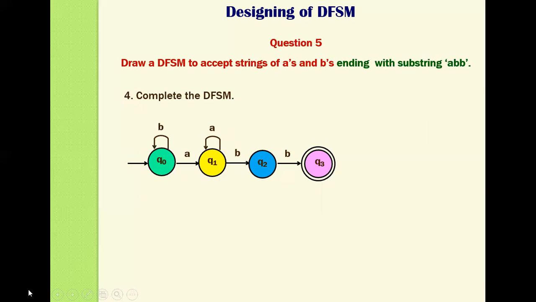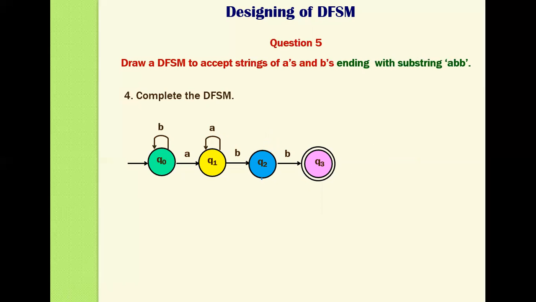What is Q2 upon A? Can we have it as a self loop now? If I have it as a self loop upon A, my string would be A B A B, A B A A B. Any number of A's I can have. So it will not end with ABB. So this is ruled out.